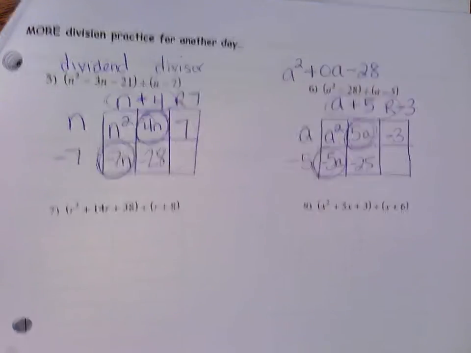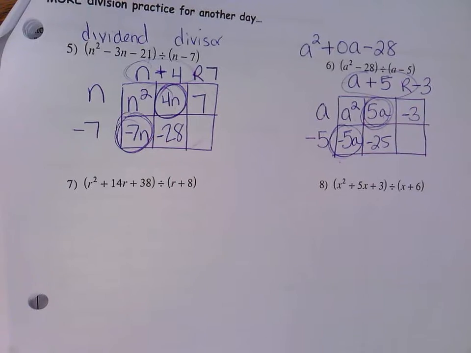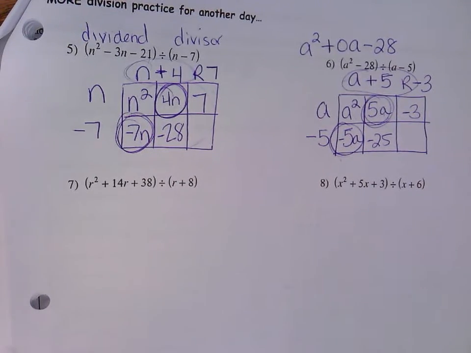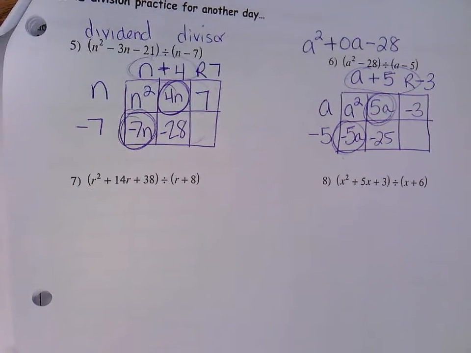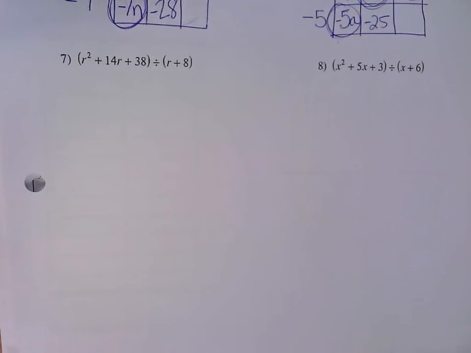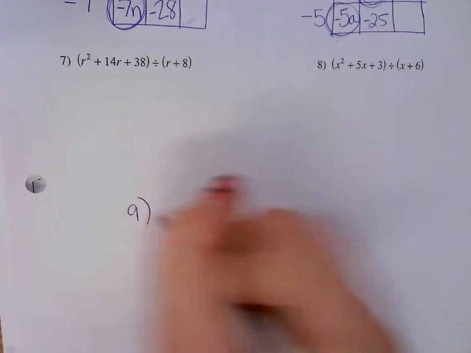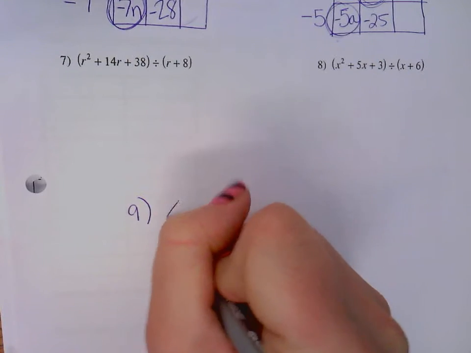So can you try 7 and 8? And I can walk around and help you, but only in doing it yourself are you going to get stuck on the steps that you need help with. So try 7 and 8, and I'm going to write up a number 9 that you can try after you get 7 and 8 done.